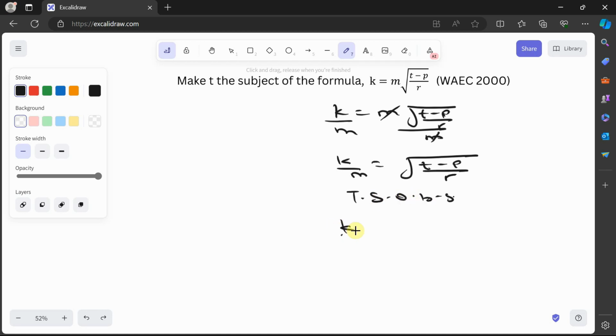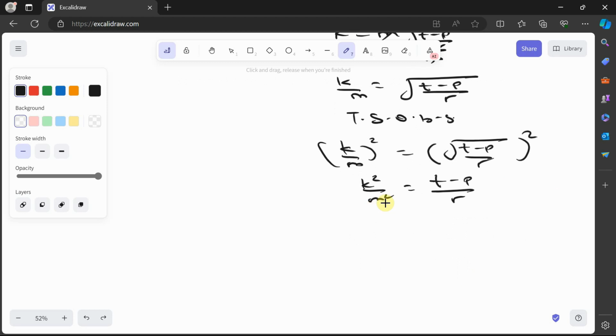That will be (k over m) all squared is equal to (the square root of (t minus p) all over r) all squared. So that will be k squared over m squared is equal to (t minus p) all over r. So if I cross multiply, this would be k squared r is equal to m squared open bracket t minus p, right? Then I can divide both sides by m squared.